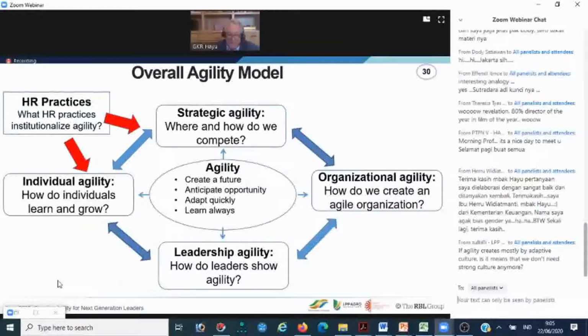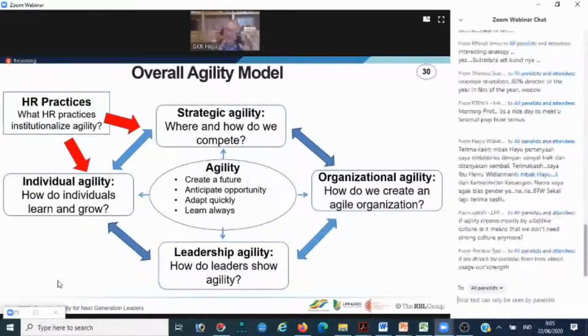This is the roadmap. This is the map, and my phone is ringing. Let me turn my phone off. I should have done that before. That's the new technology age. This phone is now not ringing.